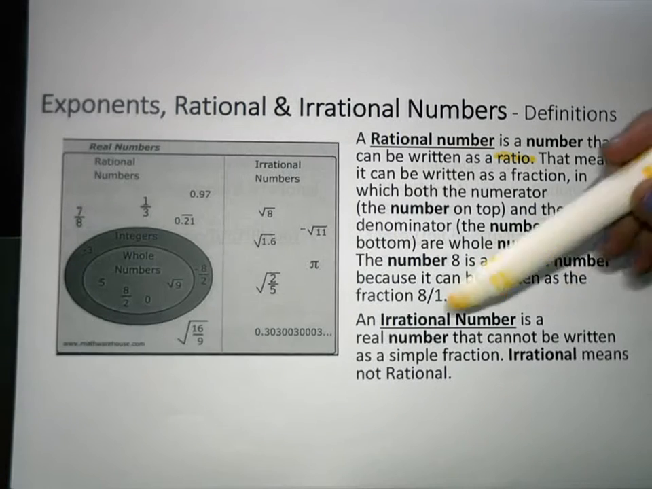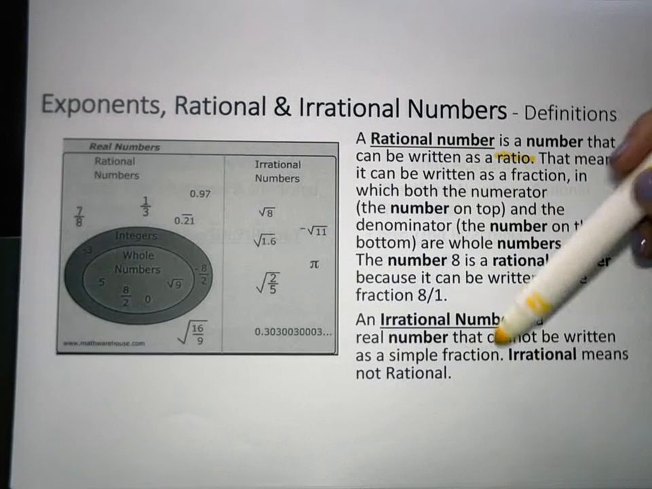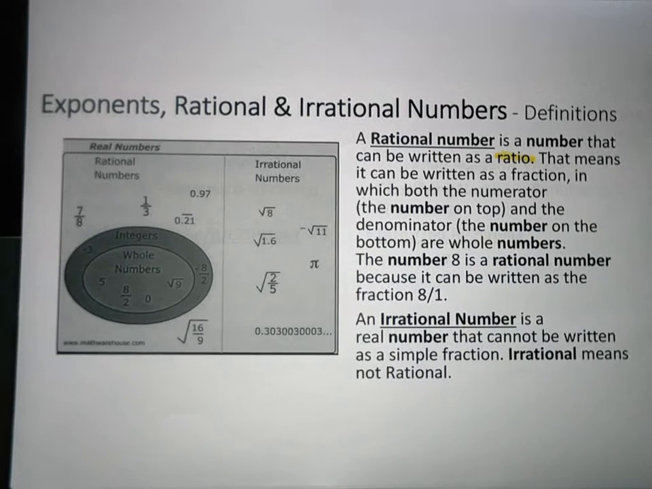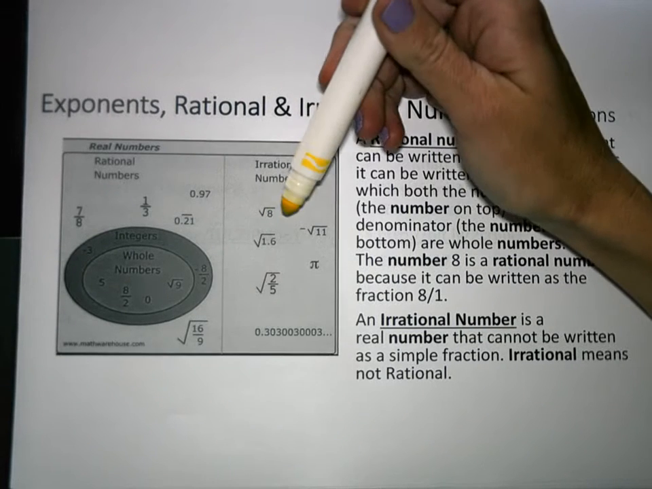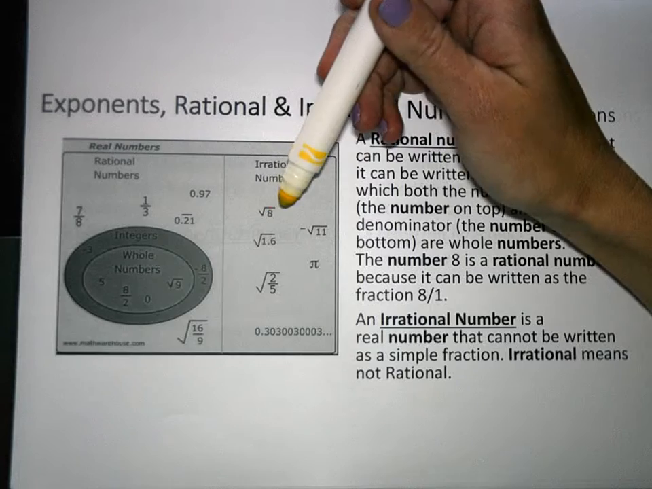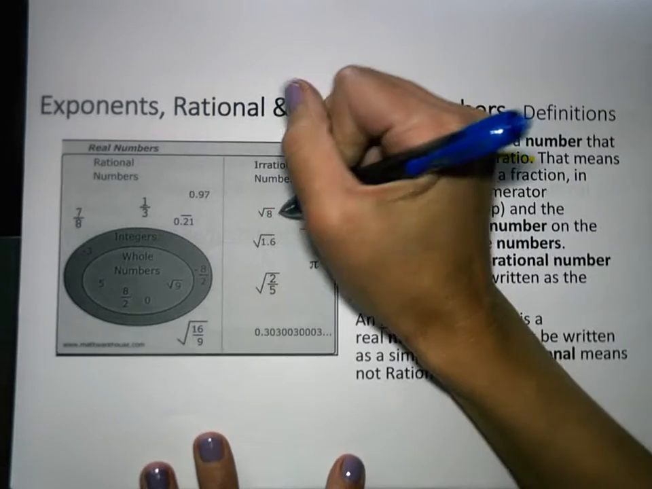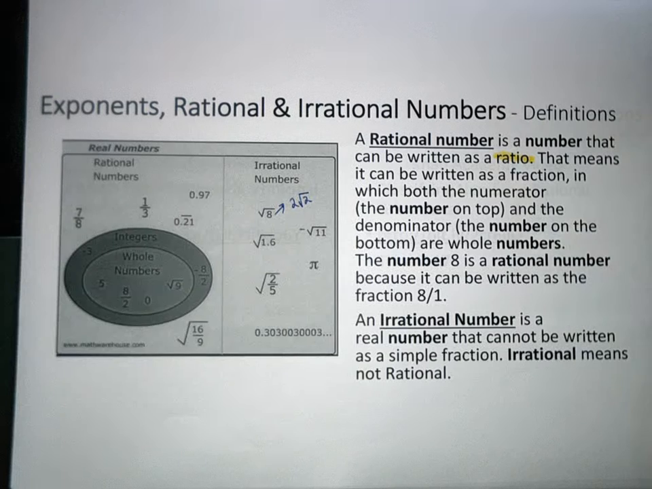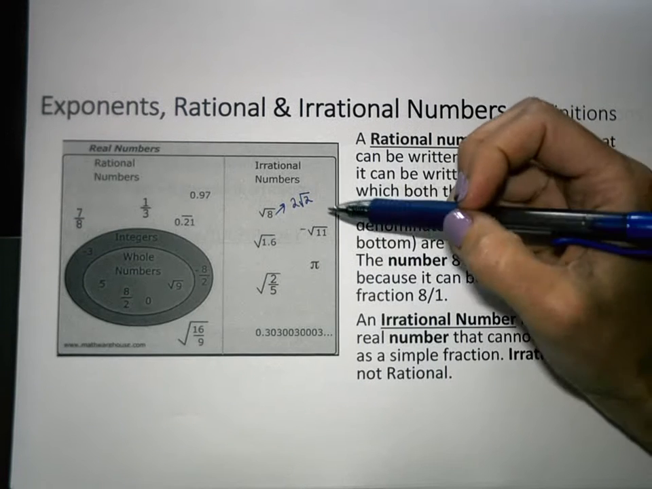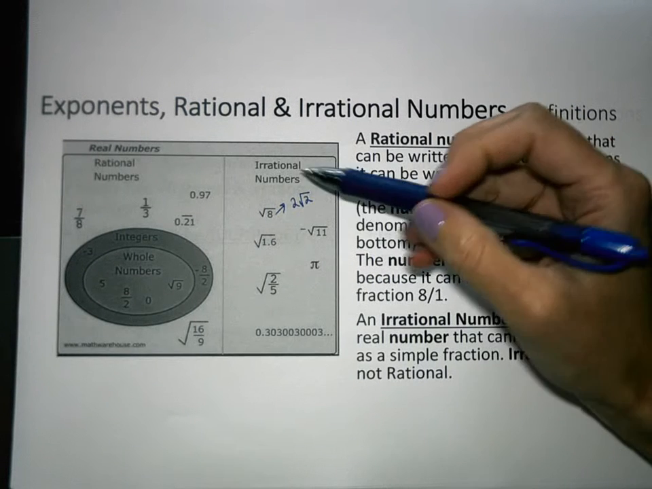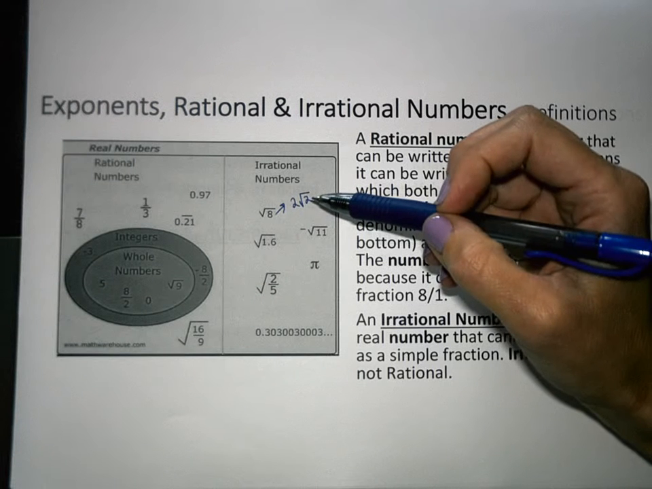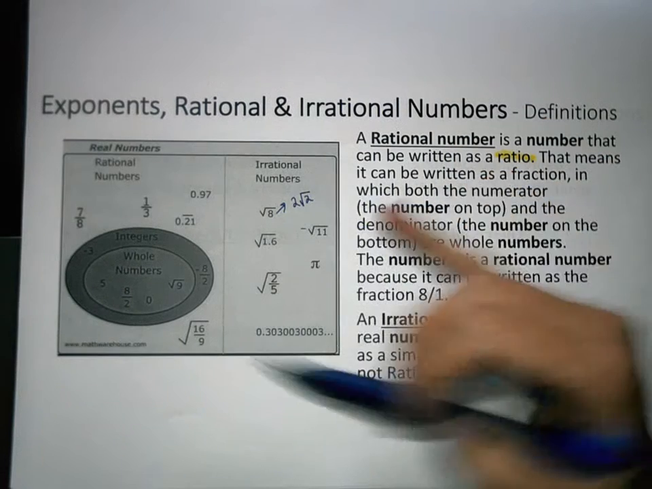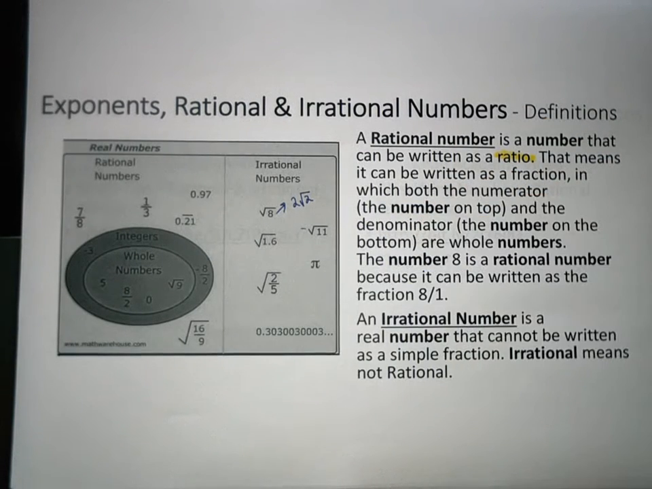Now, an irrational number is a real number that cannot be written as a simple fraction. Irrational means not rational. So the square root of 8, if you simplify it, could become 2 root 2, but you still have a root. If you type the square root of 2 into your calculator, it will be a decimal that doesn't repeat, and those are irrational numbers. In order to write a decimal as a fraction, it either needs to repeat or end. So these are examples of irrational numbers. Pi is also an irrational number.